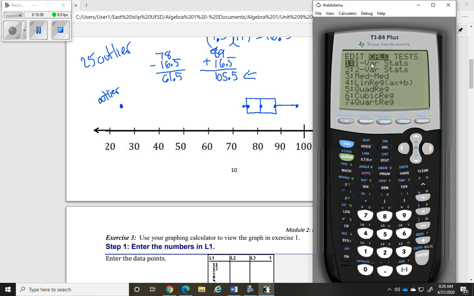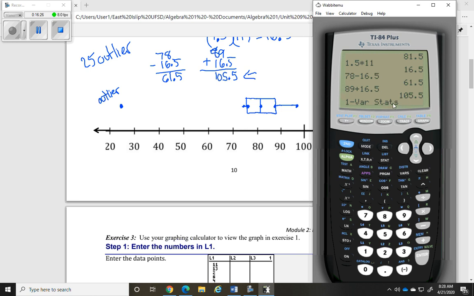This has one list of data, and they called it like the X values. And number 2 is if you have 2 lists of data. We will be doing some statistics that uses 2 lists of data, but we're not there yet. We're on one list of data, so we're going to stay at number 1 and hit enter.